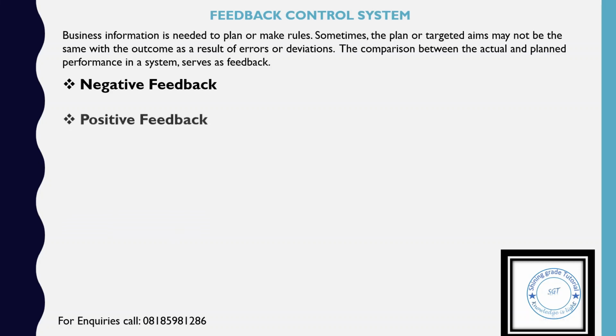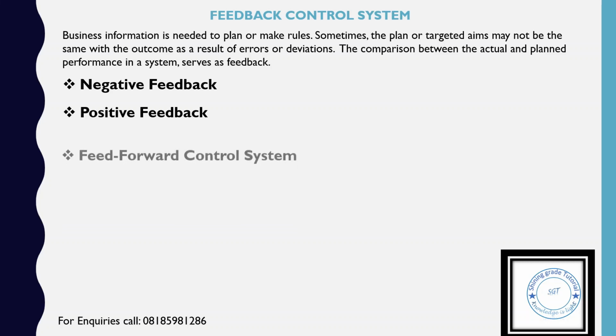So we have positive feedback as well, which is the opposite of negative feedback. In positive feedback, what happens? We have a favorable one, whereby in the case of expenditure, the actual is less than the planned, and in the case of revenue, the actual is more than the plan. All right, so the third one, I said there are 3 in number.